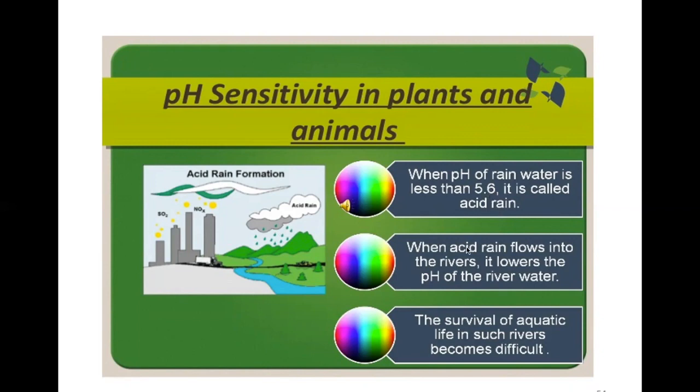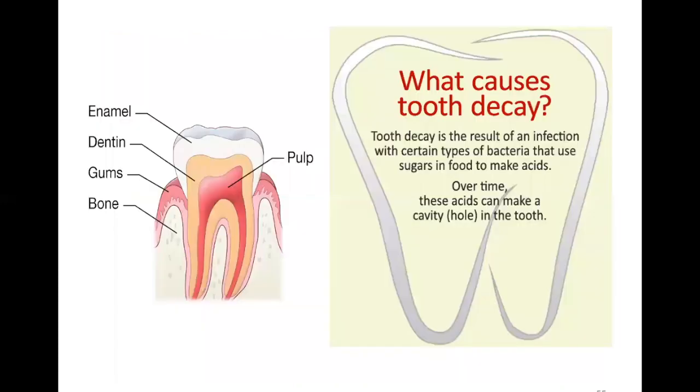And when such water flows in the rivers, it will change the pH of the river. The organisms living in water will also die. It will become difficult for the aquatic animals. And if it falls on the green plants, again, they are going to be affected. It affects many living organisms that are still living in the soil.